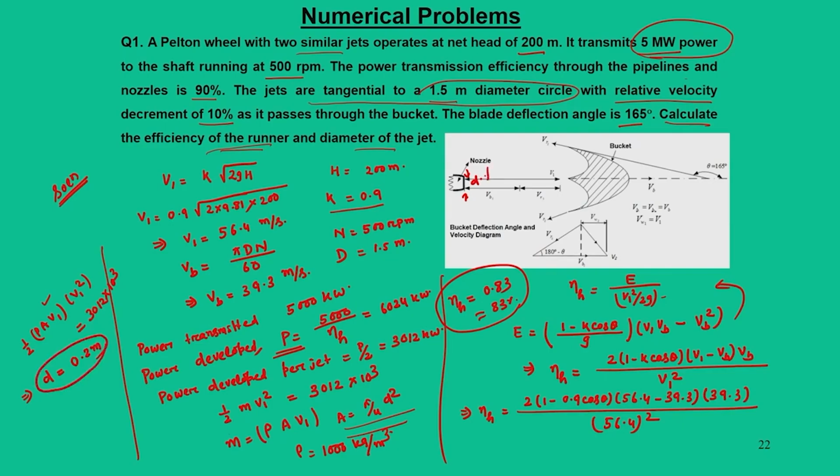So, the nozzle produces a water jet of diameter equal to 0.2 meter. For this diameter, the hydraulic efficiency is 83% and it transmits the power of 5 megawatt while running at 500 rpm. So, with this I conclude. Thank you for your kind attention.